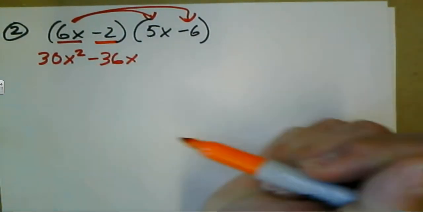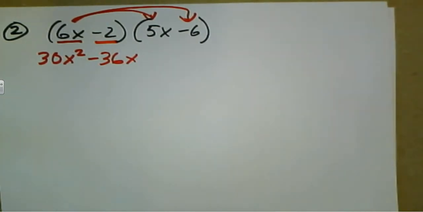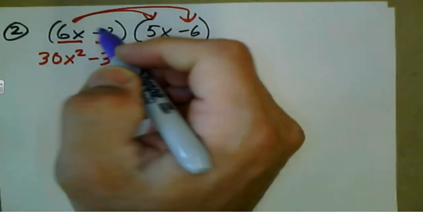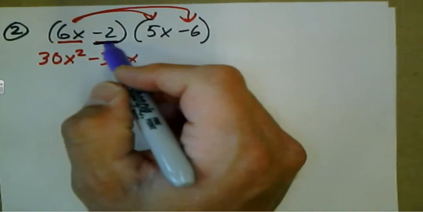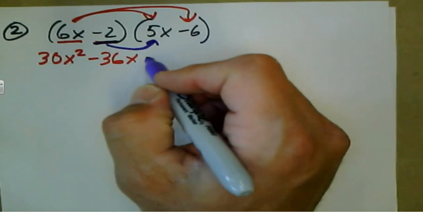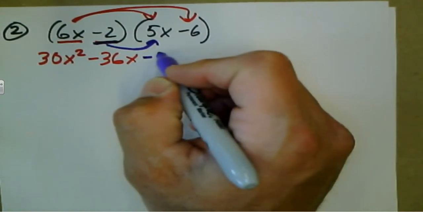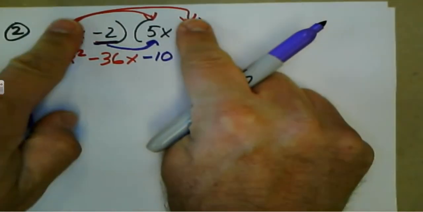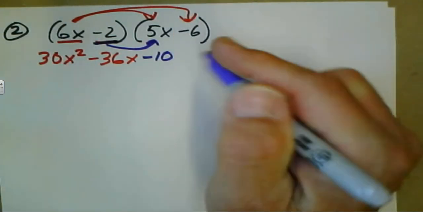We go to the bottom one. That's almost the same color, so we'll change the color. We go to this one now. It's -2. -2 times 5 is -10. How many x's do they have together? 1.